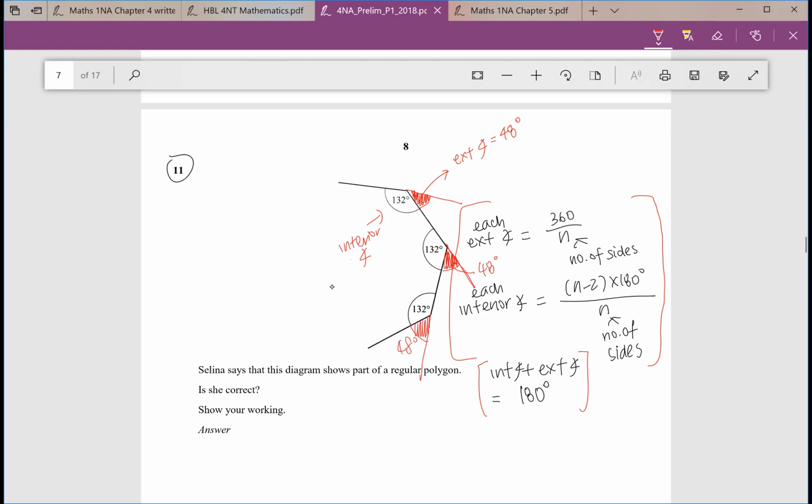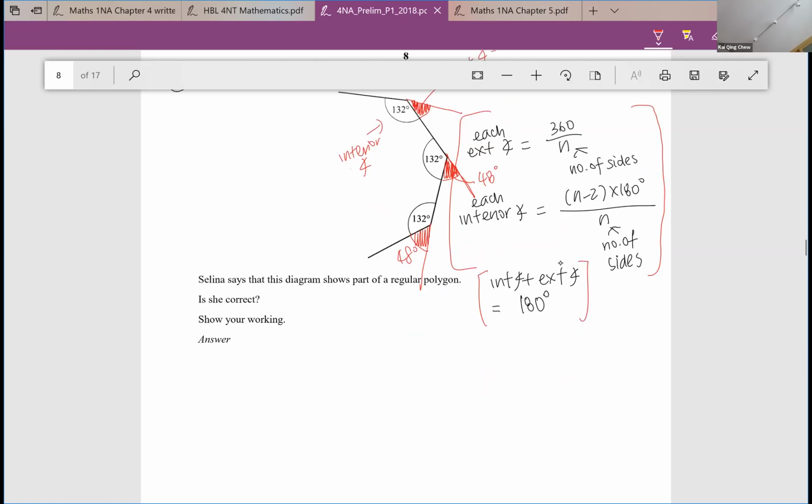Okay, so this is how you look at the polygon. The diagram shows part of the regular polygon. What does regular mean? Normal.